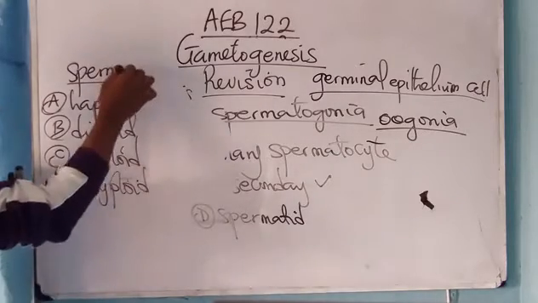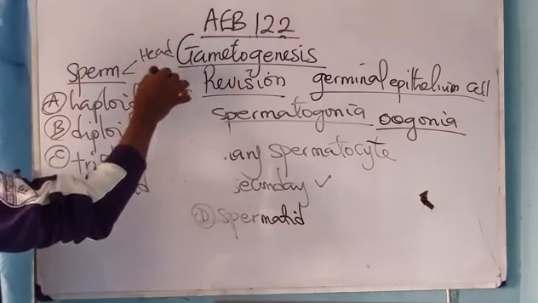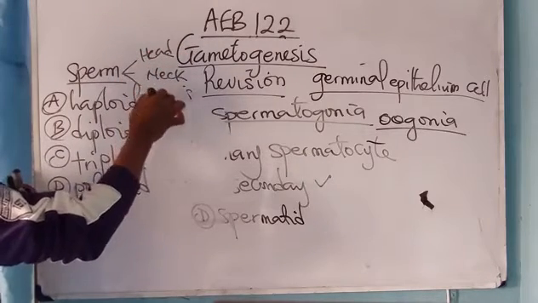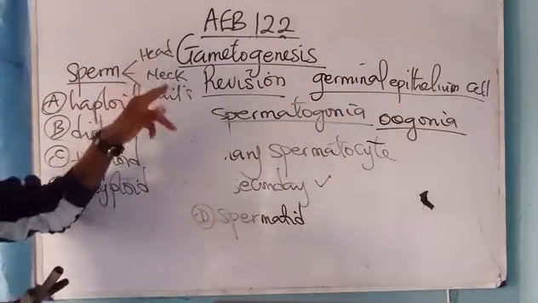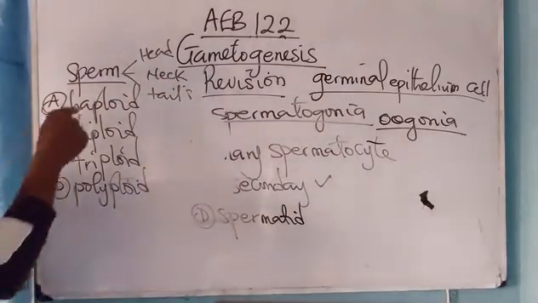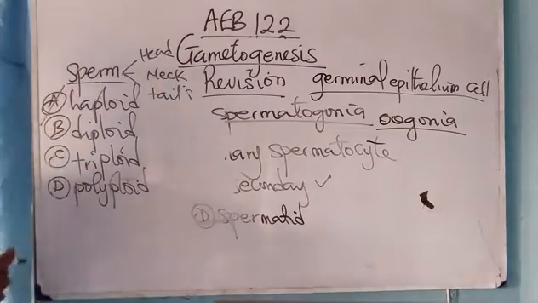Please, you know the sperm is divided into head, neck, and tail. Alright? It is divided into head, neck, and what? Tail. Please, the nucleus found in the head of the sperm is what? Haploid.